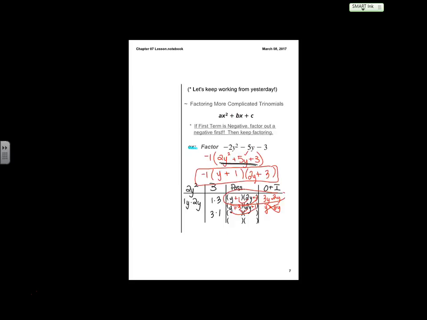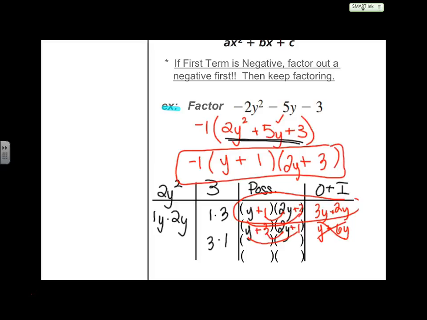Oh, I remember. Remember right here? If the first term is negative, the long way of explaining it is we need to factor out a negative one first. Factor out a negative first. AKA pull out a negative, flip all the signs.